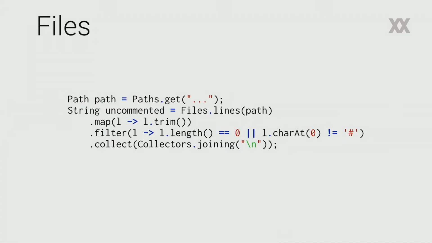So here's an example of the new Files API. You can use the Path class to get a path. And then you can just call Files.lines. It will read the entire content of the file. You're going to get a stream. So in this example, I'm using lambdas and stream APIs to remove all the empty lines, all the lines that start with the pound sign, and then I collect everything back into a single string at the end. So it's a lot easier than it was before.